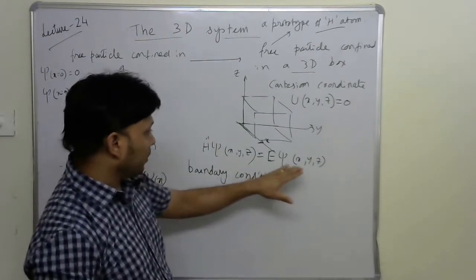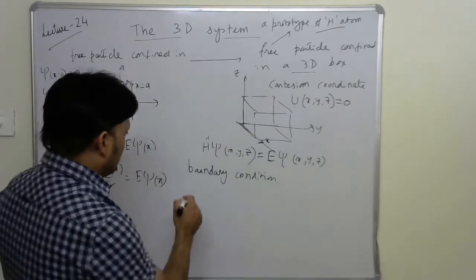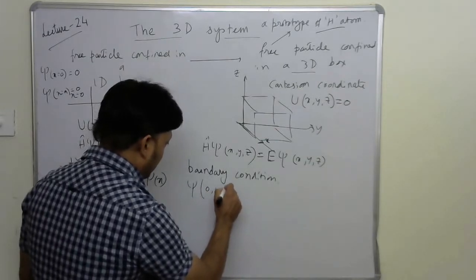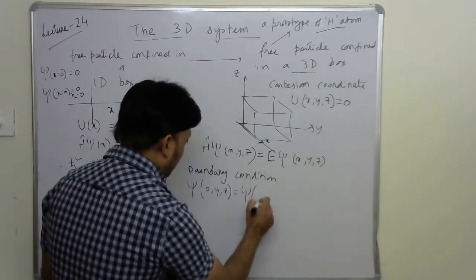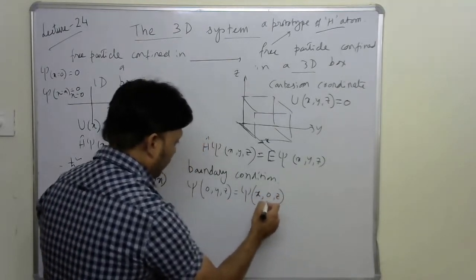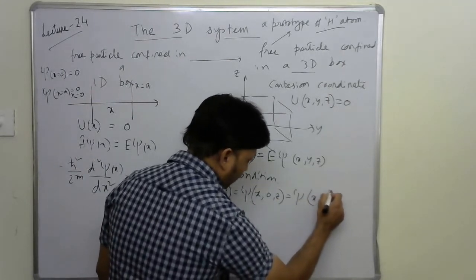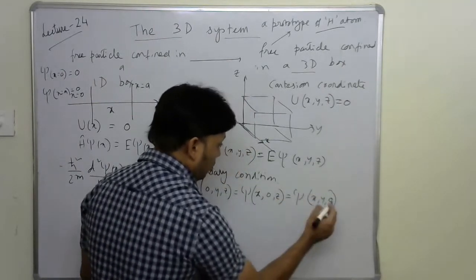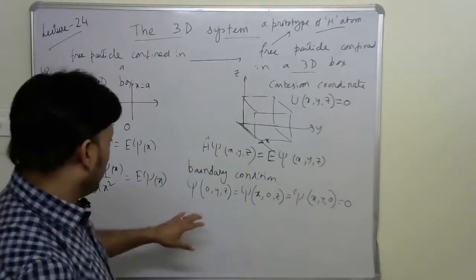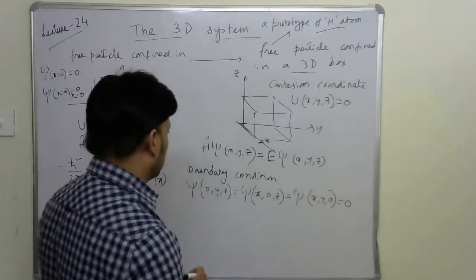Similarly, we can define the boundary conditions: ψ when x = 0 and for any value of y and z is 0, ψ for any value of x and z and y = 0 is 0, and ψ for any value of x and y and z = 0 should be 0. And also definitely ψ(0, 0, 0) is also 0. So these are my boundary conditions.